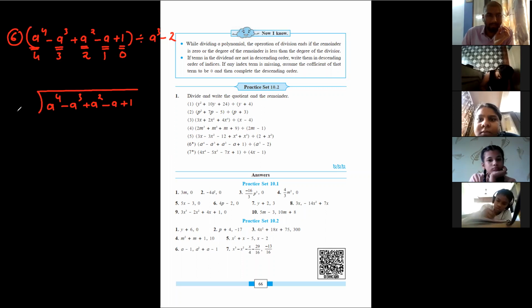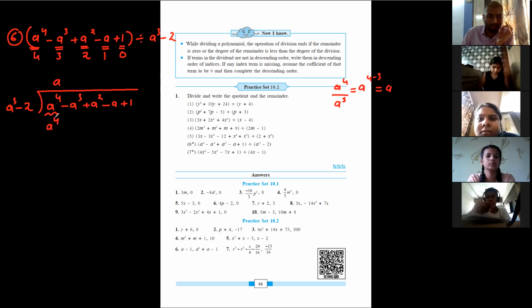This number will divide by what? We'll divide it by a cube minus 2. So the first number that you have to eliminate is a raised to 4. So I'll eliminate this a raised to 4 with the help of a cube. So this will be what? A raised to 4 minus 3. This is what? A. So I'll write a over here. I'll write a raised to 4 at the bottom. Minus into plus is what? Minus. 2 into a is what? 2a. So where I'll write this 2a, I won't write it over here. I won't write it over here also. I'll write below a. So here it will be what? Minus 2a.